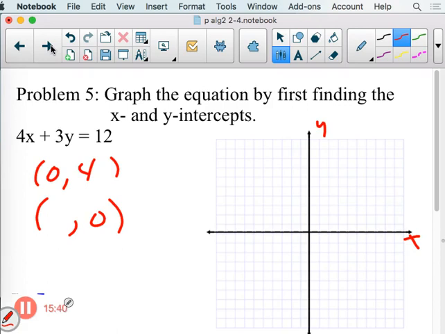I grab my trusty thumb. I come down here and say, hey, that's the y position. What's anything times 0? Cover it up. 4 times something is 12. We just found 2 points on the line. We're graphing. Bam! Quick graph. Obviously, it goes faster if you don't have to talk through it.